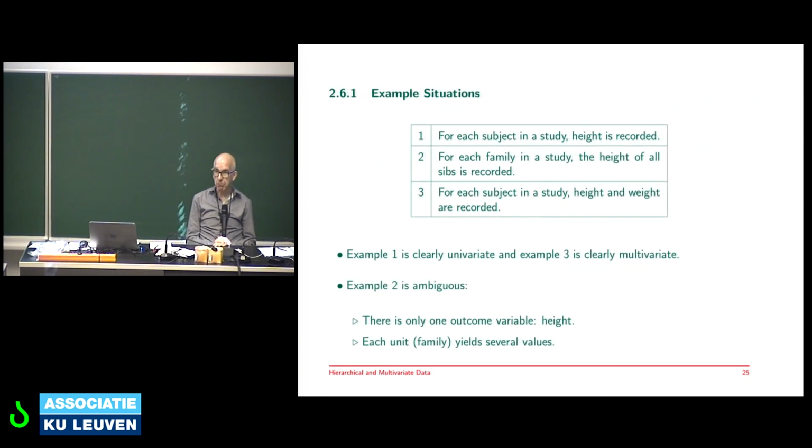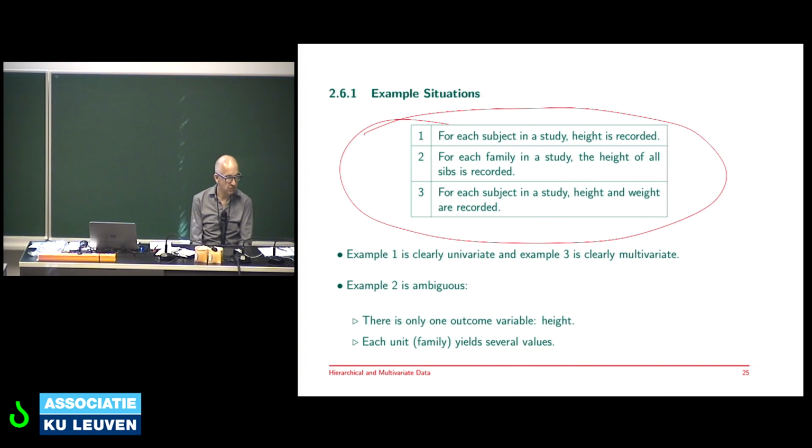So here are a few examples, and we should now do this little exercise to recognize which they are. Look at this table and make up for yourself which situation we are covering here. For each subject in a study, height is recorded. Well, that is clearly univariate, of course. It's classical univariate. For each family in a study, the height of all siblings is recorded. Well, that's cluster data. And for each subject in a study, height and weight is recorded. Well, that's clearly multivariate. Okay.